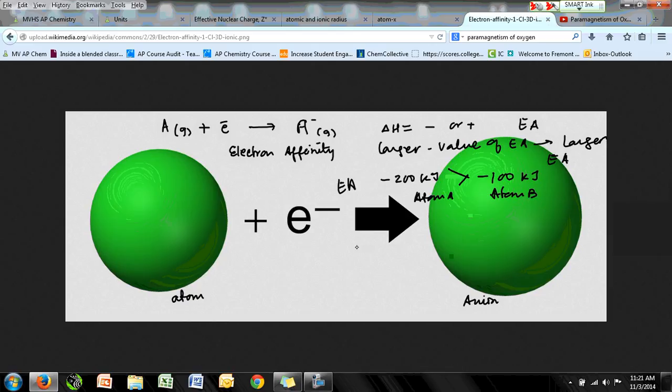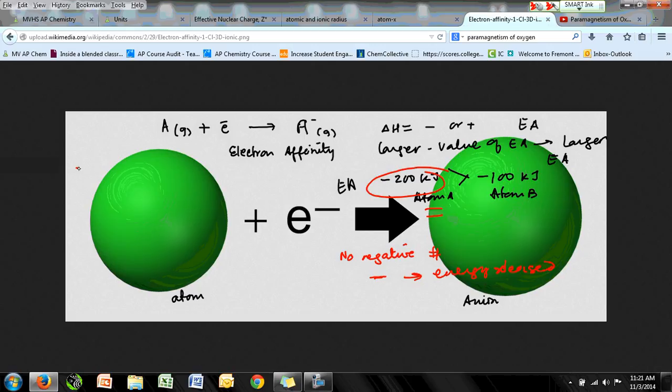So remember guys, in chemistry, there are no negative numbers. The negative sign means that energy is released. So negative 200 means that an atom, upon accepting an electron, is releasing 200 kilojoules of energy versus 100 kilojoules. And because 200 is greater, the electron affinity of atom A is larger than atom B.